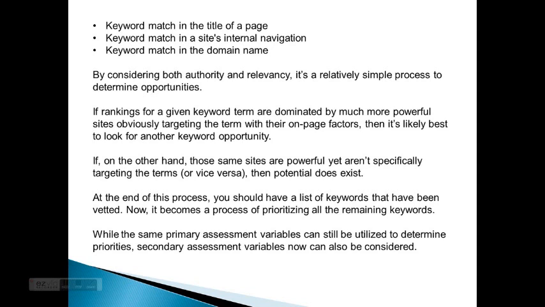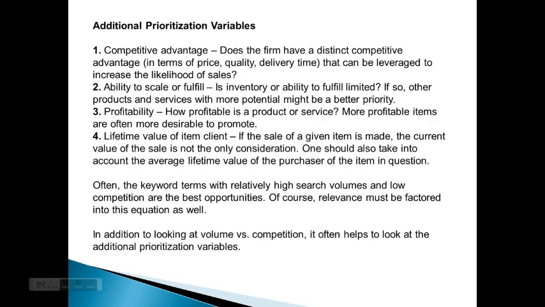Now it becomes a process of prioritizing all the remaining keywords. While the same primary assessment variables can still be utilized to determine priorities, secondary assessment variables now can also be considered. So, additional prioritization variables. One, competitive advantage. Does the firm have a distinct competitive advantage in terms of price, quality, delivery that can be leveraged to increase the likelihood of sales?